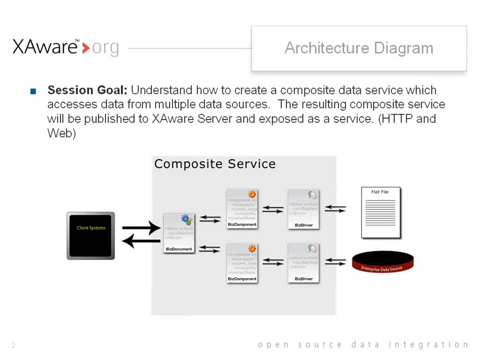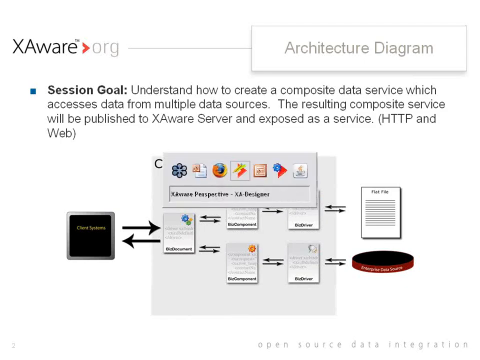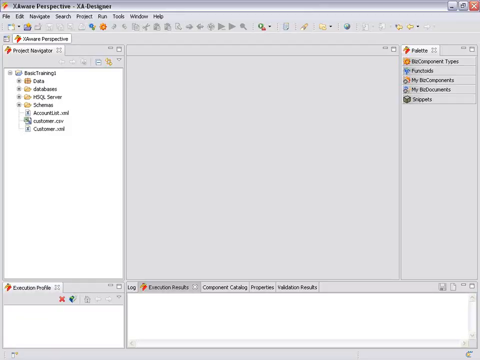Again, no marketing stuff here, so straight on into Designer. The goal, the title of the session today, is Composite Data Services Exposed. We're going to create a composite data service going out to that flat file, going out to a relational system, and then at the end of this, we're actually going to package that up and push it out to our XAware server, which allows it to immediately become available as a service, accessible as long as people have access to your server. They can get that.